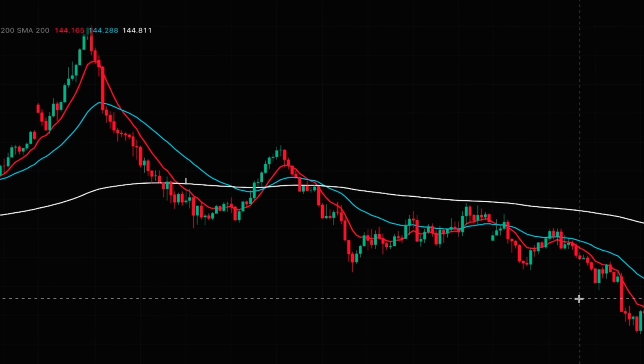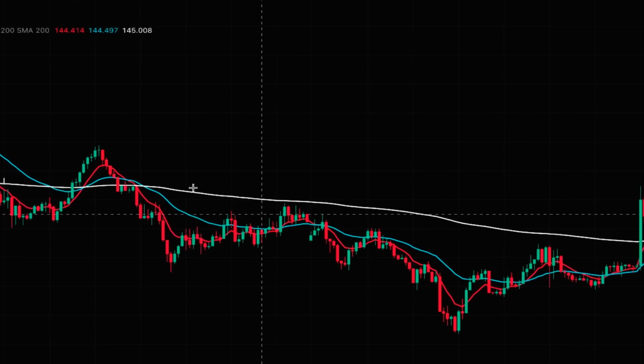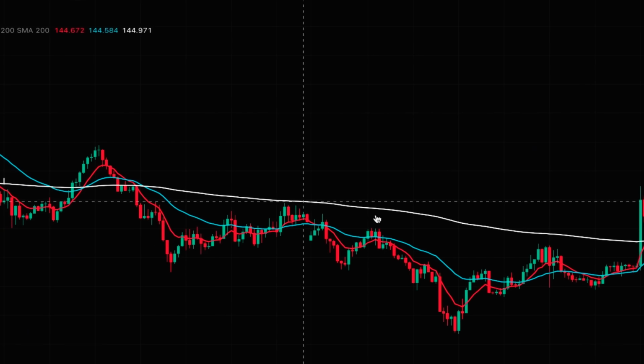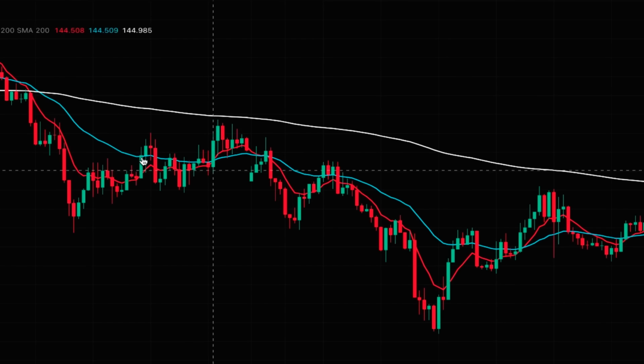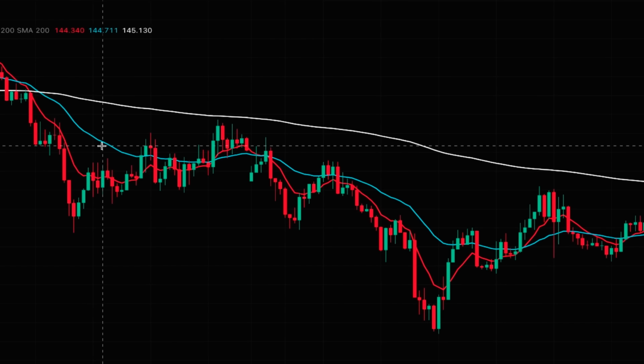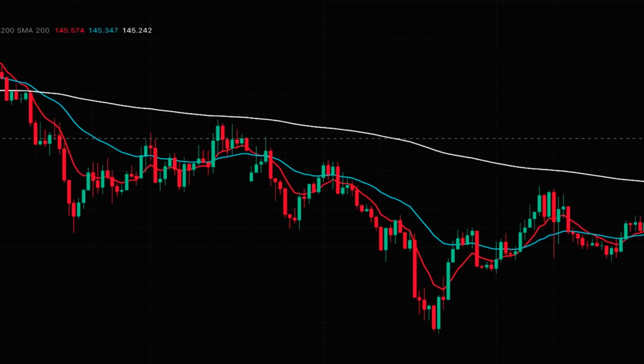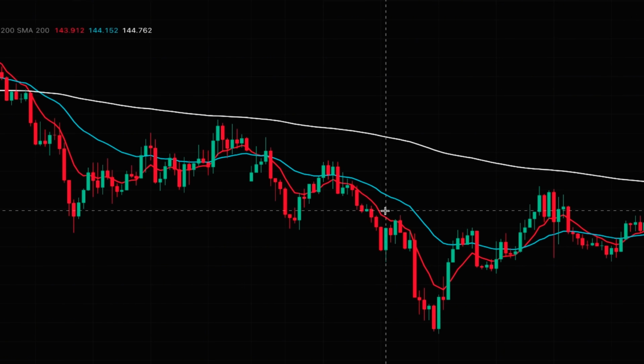Alright, on the other hand, when the price is below the EMA 200, this white line, this shows that the major trend is down. And similarly, we use the red line and blue line to identify minor trends within the downtrend. When the red line is below the blue line, the minor trend is down, and this shows a strength in the downside momentum of the price.